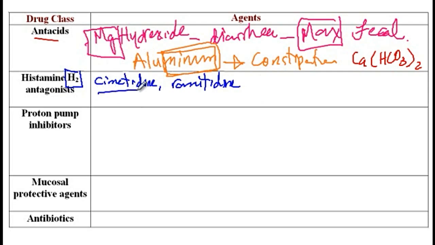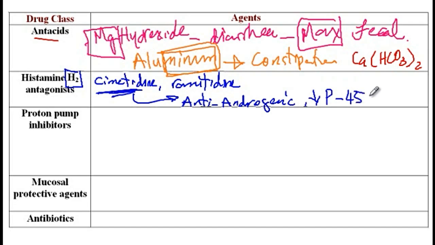The side effects of cimetidine, which you should be familiar with, include anti-androgenic effects. So these patients develop gynecomastia, and it also inhibits the function of the P450 enzyme.